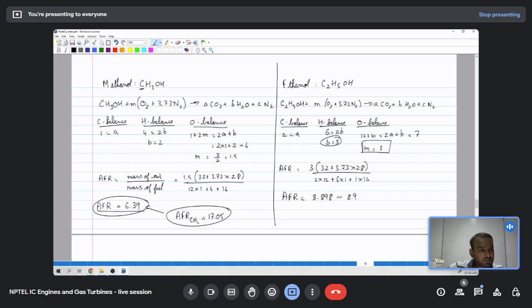Do you have any questions with these problems in finding the air-fuel ratio? Okay, if there are no questions, I will move on to the next problem.